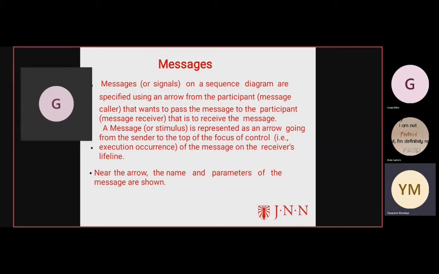Coming to the message. Messages or signals in a sequence diagram are specified using an arrow from the participant that wants to pass the message to the participant or message receiver that is to receive it. A message is represented as an arrow going from the sender to the top of the focus of control, that is, the execution occurrence of a message with a receiver lifeline. Near the arrow, the name and parameters of the message are shown.